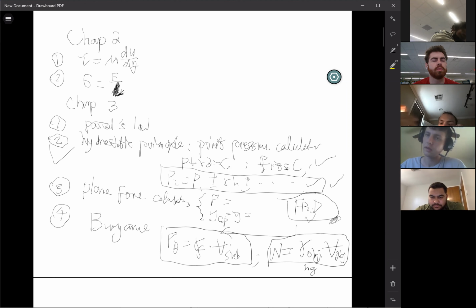Just be careful. For the weight, it's the object's gamma and the total volume of the object. But for buoyancy, it's the gamma of the fluid. Buoyancy is kind of a property of the fluid. So it's gamma of fluid times the volume submerged, only submerged. Be careful, it's not the total volume. Sometimes you need to know how to separate the volume into the submerged part and the non-submerged part.